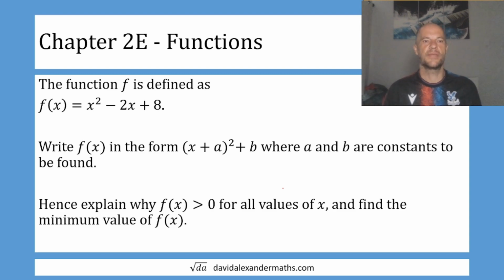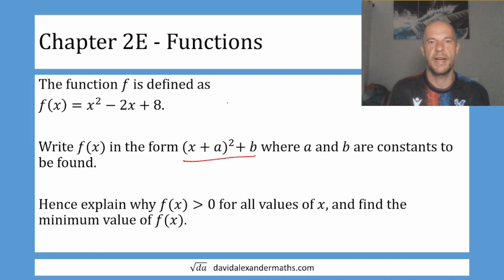The function f is defined as x squared minus 2x plus 8. Okay, so what we are going to do is, this is asking us to complete the square. So that is going to be (x minus 1) all squared minus 1 plus 8. So (x minus 1) squared plus 7.